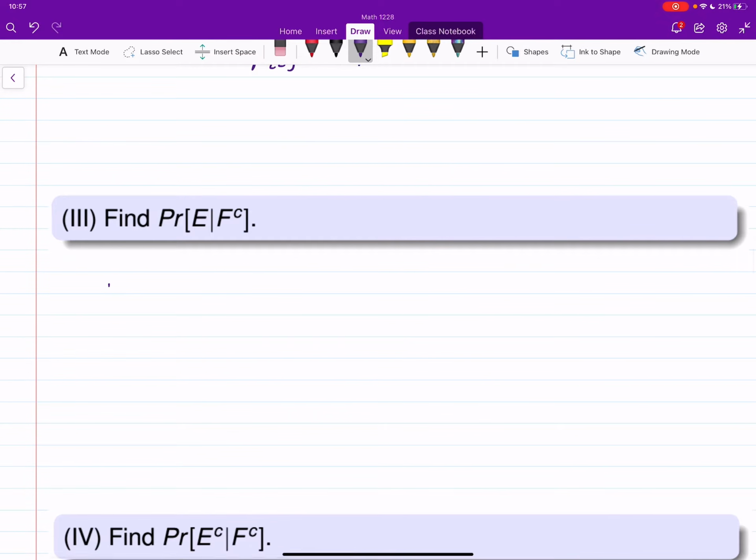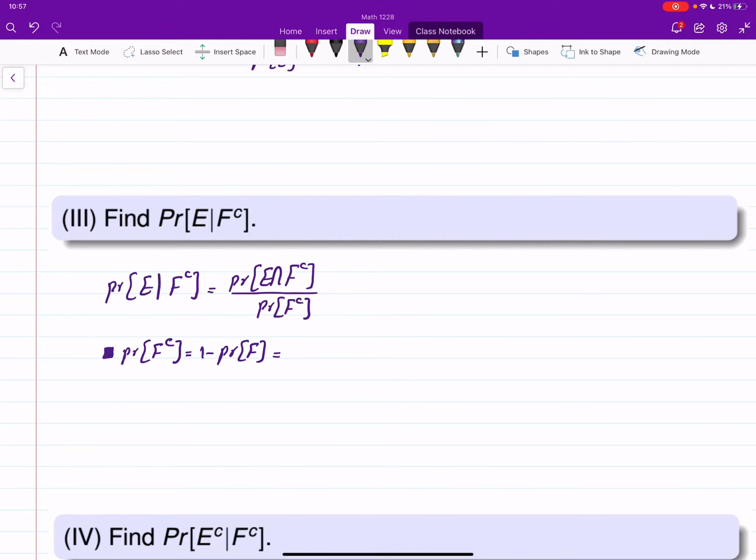Now the probability of E given F complement. Well, write the formula first, see what you need and where you can get those. Okay, we need the intersection of E and F complement, and we need the probability of F complement. Remember, the probability of a complement can be computed easily by knowing the probability of F itself. So in this case, we have 1 minus the probability of F, which is 0.6, and that is 0.4.